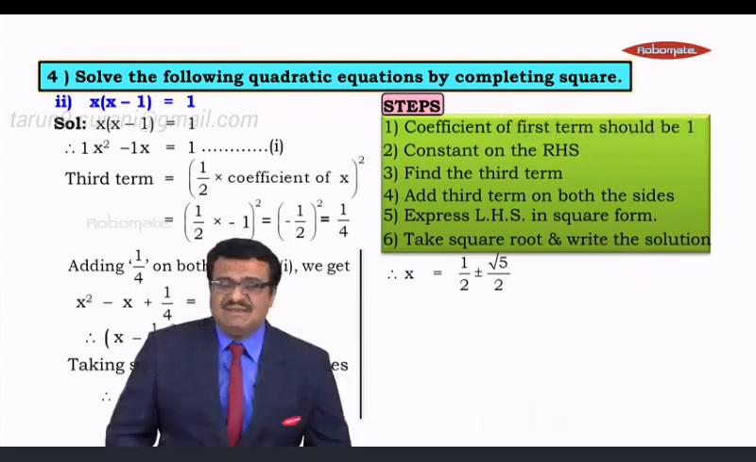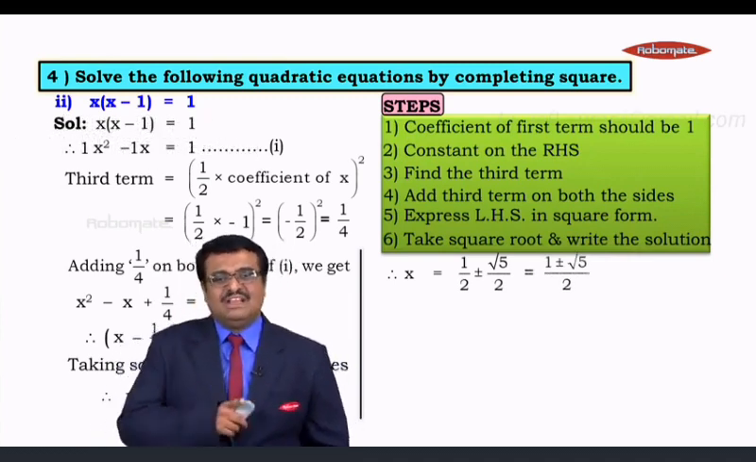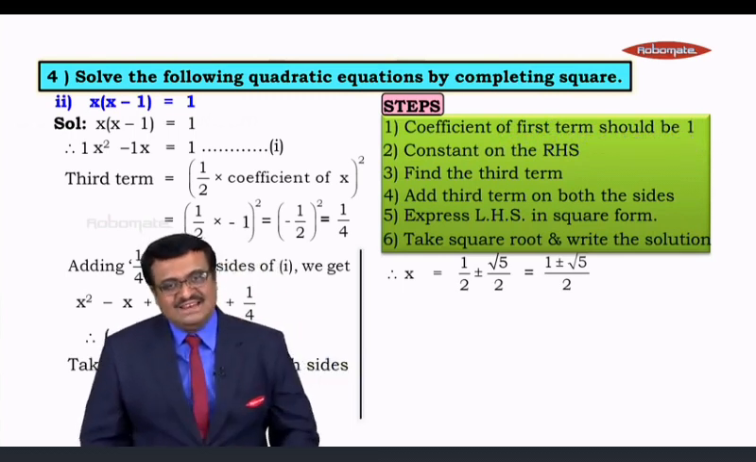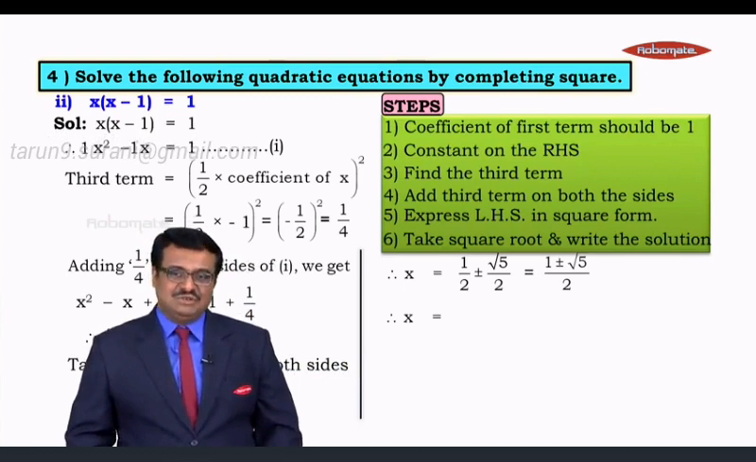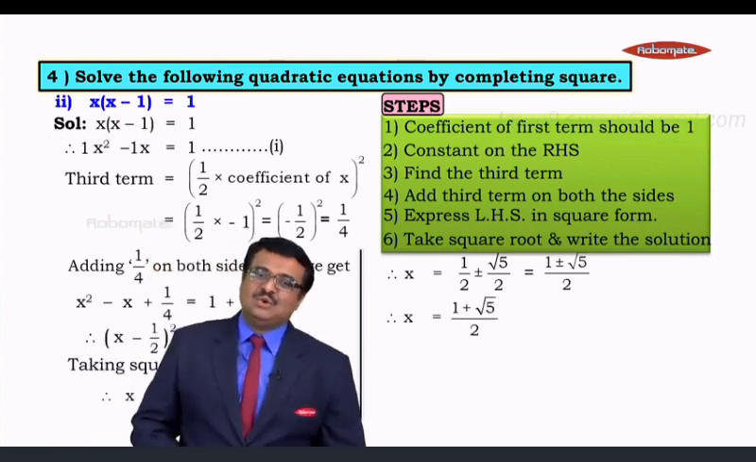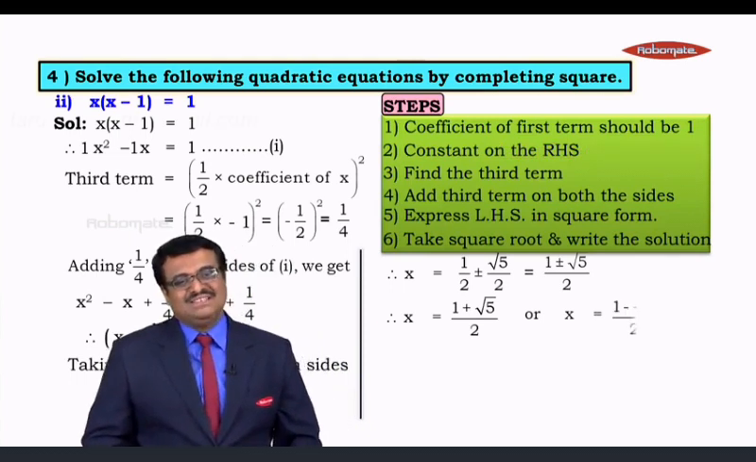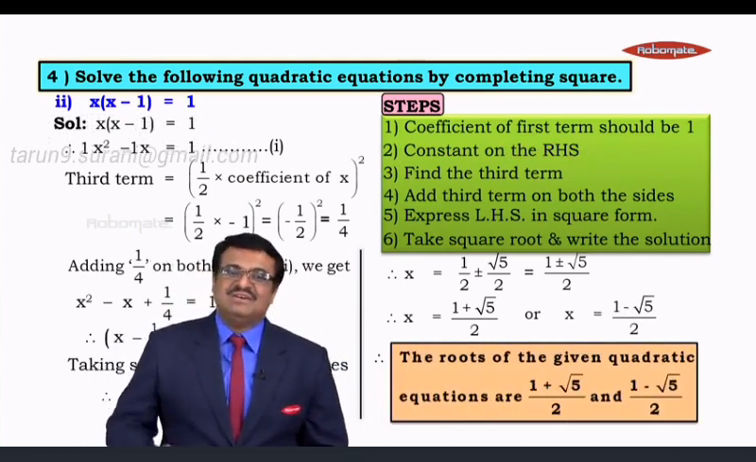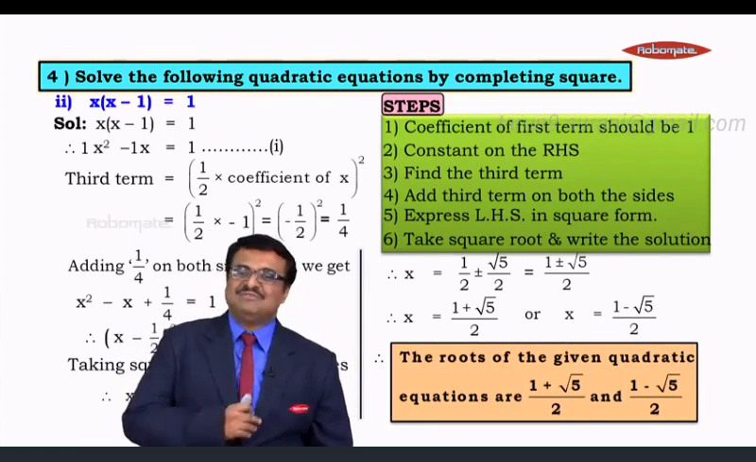Now denominators are same. We can combine the denominators and write x is equal to 1 plus or minus root 5 the whole upon 2. One value of x will be with plus sign, other value of x will be with minus sign. So what we get is x is equal to 1 plus root 5 upon 2, or x is equal to 1 minus root 5 upon 2. Then we write the final answer. The roots of the given quadratic equation are 1 plus root 5 upon 2 and 1 minus root 5 upon 2.